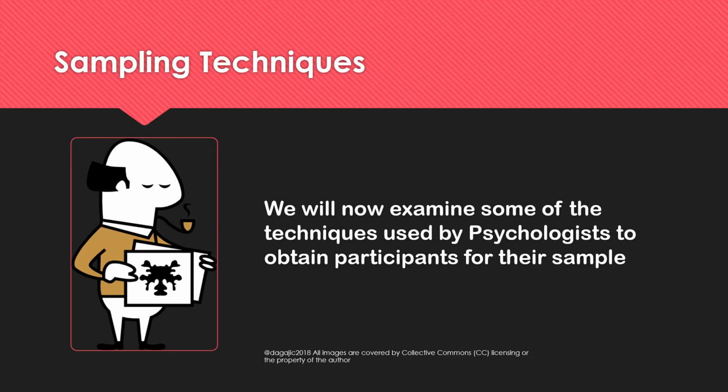So let's have a look now at some of the different sampling techniques psychologists use. Now, the choice of sampling technique will usually depend on the sort of research you're doing. There's not one sampling technique that's better than another. It's horses for courses, really. You have to choose one that's appropriate for your research.